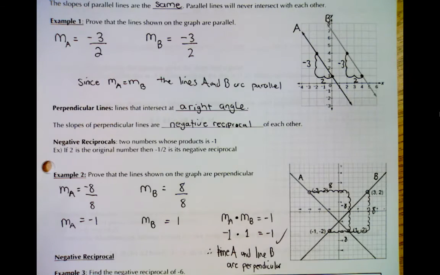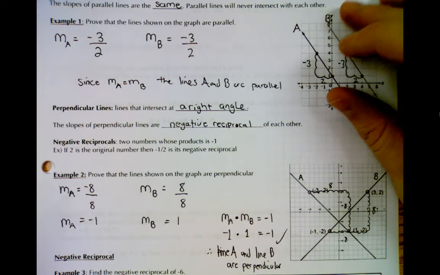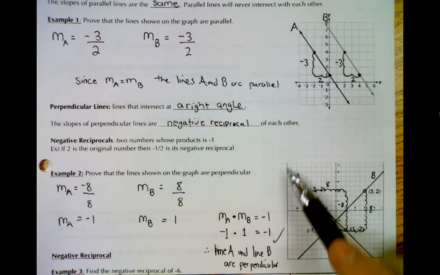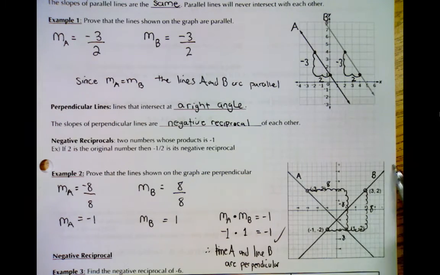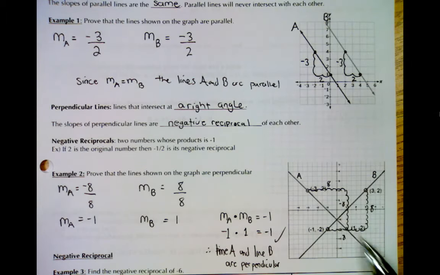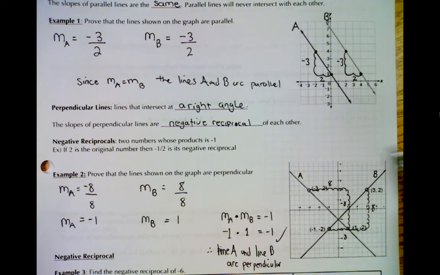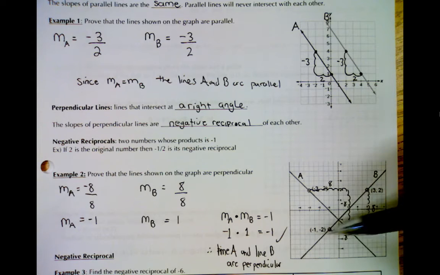So why negative reciprocals for the slopes of perpendicular lines? Well, for lines to cross at a right angle, one is going to have to be a positive slope, and one is going to have to be a negative slope, except for in one case, but we won't worry about that right now. A is decreasing, B is increasing. That gives them a chance to cross at a right angle. And the slopes kind of have to be opposites for them to cross at 90 degrees.